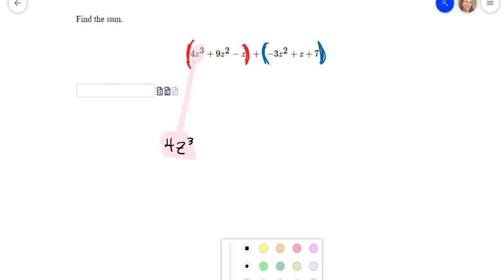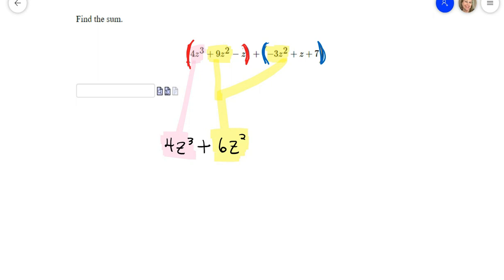So then I move to the next term, and the next term is a positive 9z squared. So I go over to the blue parentheses and I look for any z squareds over there, and lo and behold, I have some. I've got negative 3z squareds. So I'm going to combine my positive 9 and my negative 3, and a positive 9 and a negative 3 would leave me with a positive 6z squared. So I just put that plus sign there.